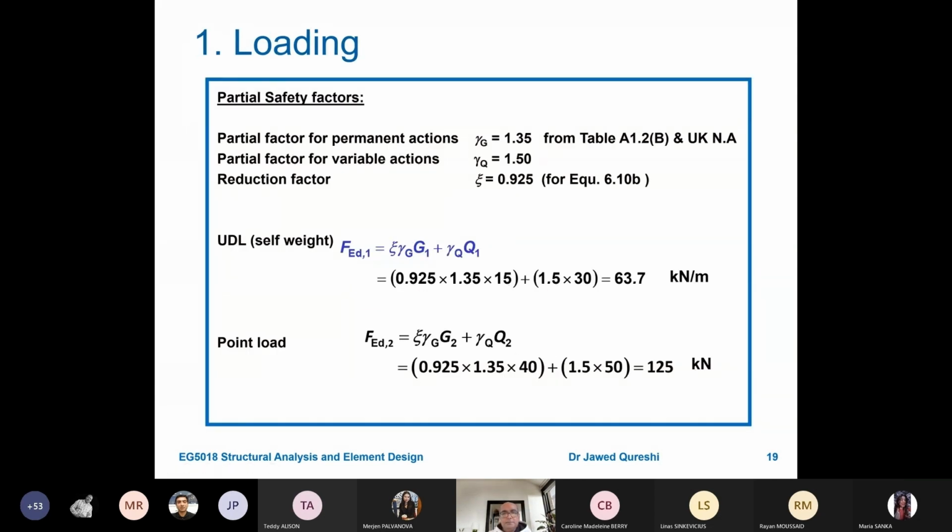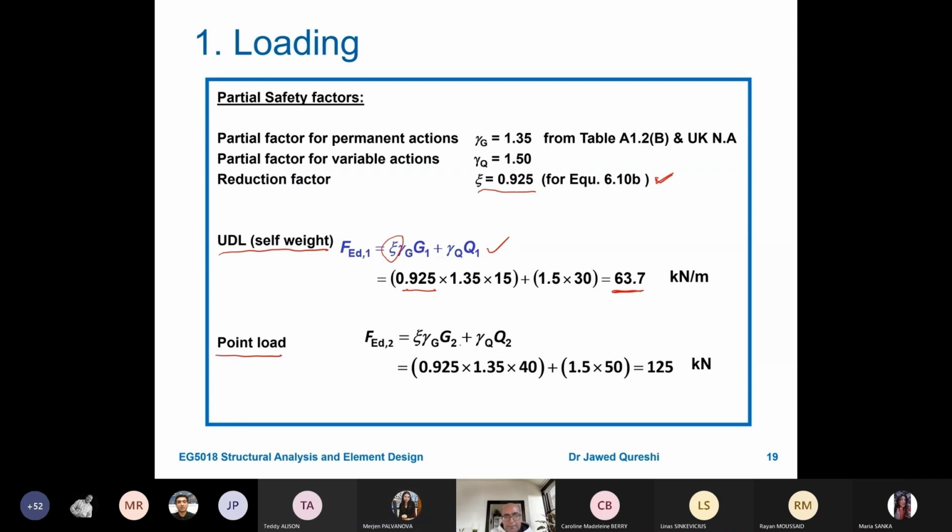How do we work out loading? Gamma G is a factor, gamma Q is a factor, and we're using equation 6.10b where you have this ξ factor 0.925. So applying this formula for UDL, 0.925 is a factor. I'm using 6.10b, but you could be better off using only 6.10 where we don't apply this factor. That will still be fine. 1.35 times 15 plus 1.5 times 30. G1 and Q1 are given and the value that you get here is 63.7 kilonewton per meter.